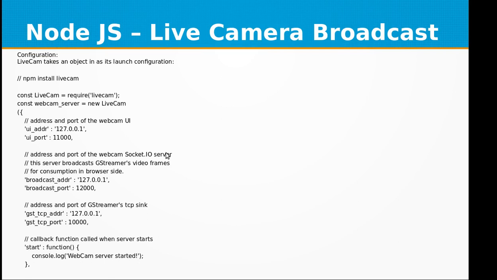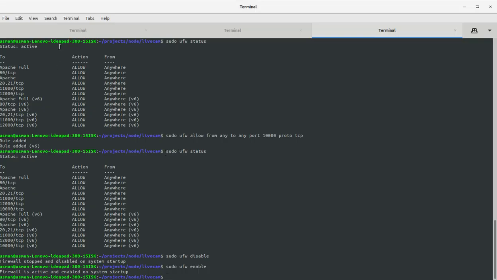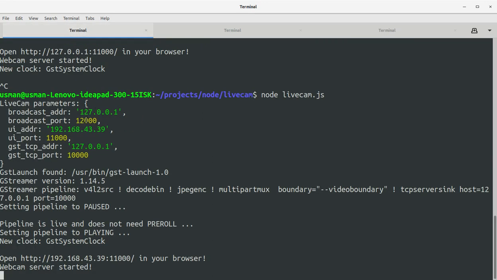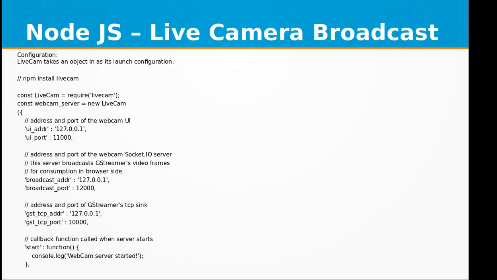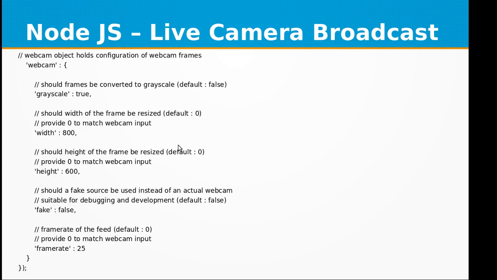Okay, the configuration of livecam takes an object in as its launch configuration. If you don't give these settings, it picks up the default settings which are here. As you can see, it picked up ports 12000, 11000 and 10000. 12000 is the broadcast API port. UI port is 11000, where we see our feed basically. And the start function fires up when the webcam started. Then we have the webcam configuration of webcam frames. So we can set it to grayscale, we can set the width, we can set the height, we can set it to be fake or frame rate.